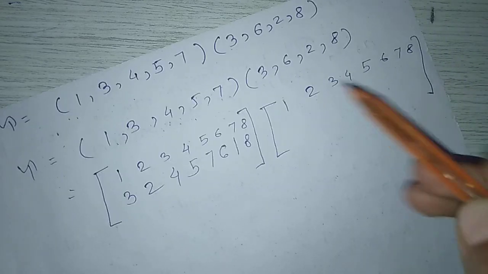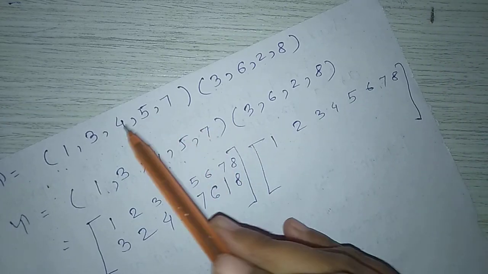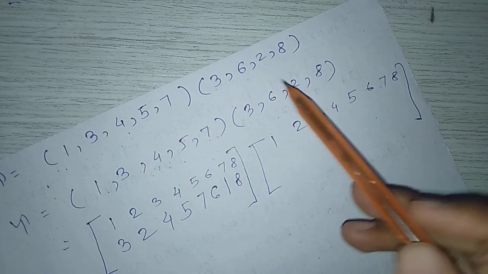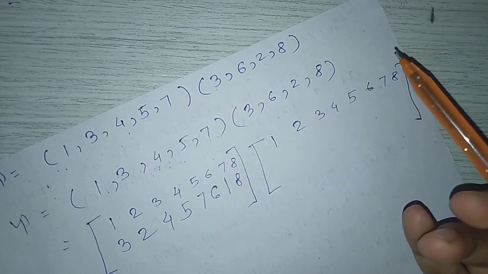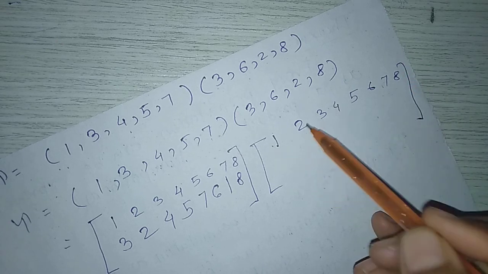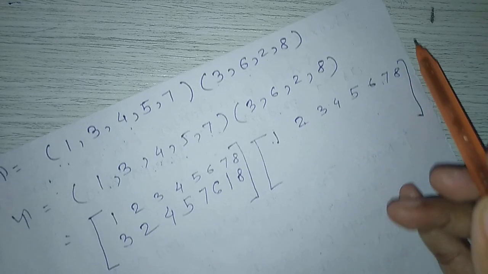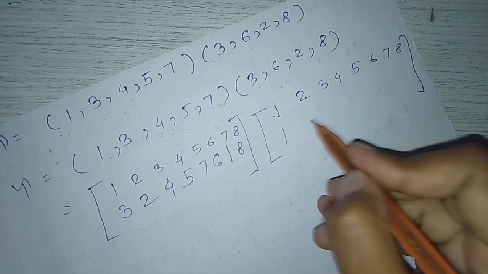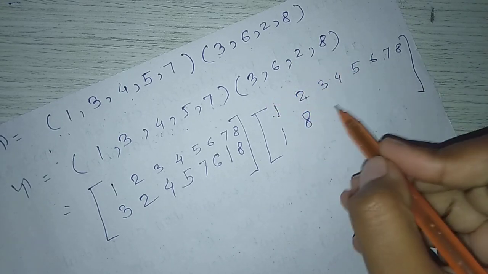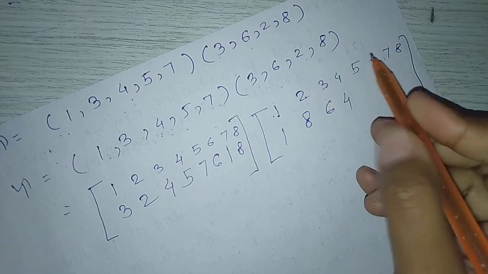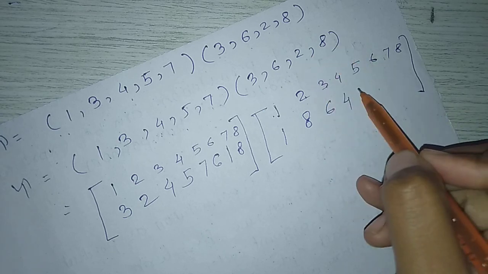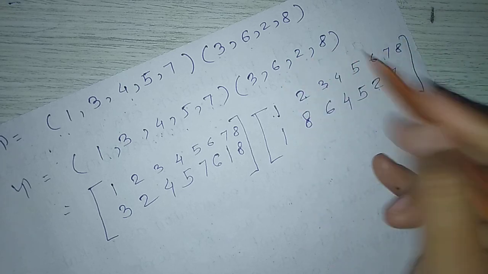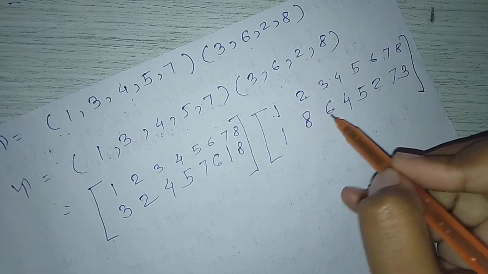here we write 1 to 8 because the largest number belonging to these two cycles is 8, so these elements belong to S8, so we write here 1, 2, 3, 4, 5, 6, 7, 8. Here 1 goes to 1, 2 goes to 8, 3 goes to 6, 4 goes to 4, 5 goes to 5, 6 goes to 2, 7 goes to 7, 8 goes to 3.